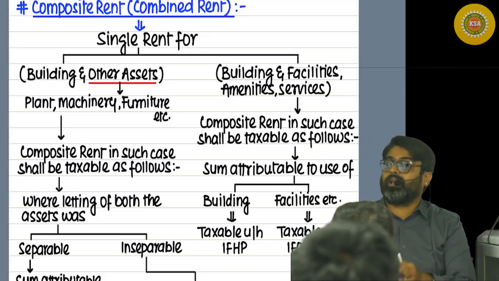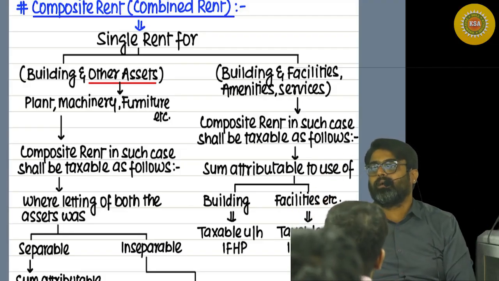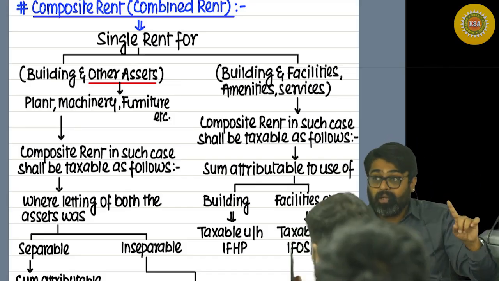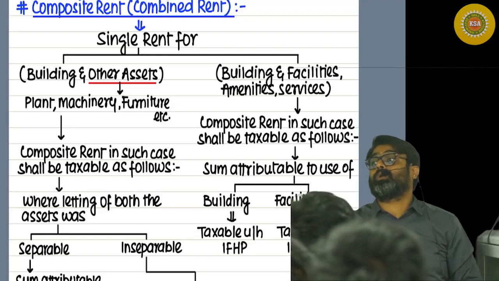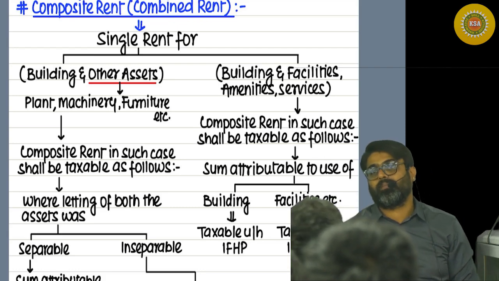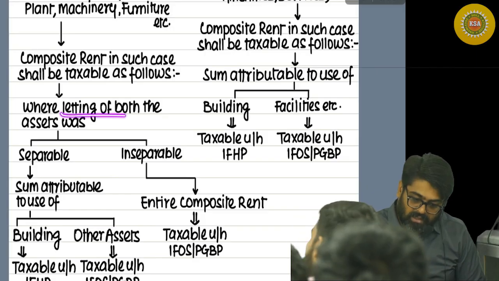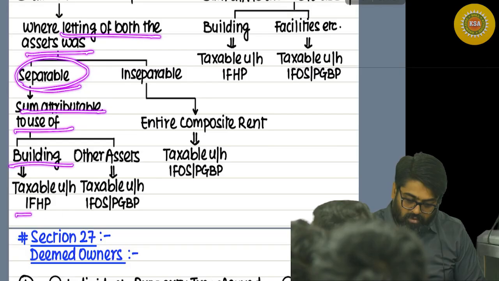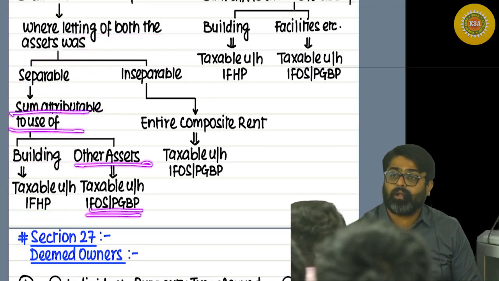So compulsorily, now I will have to separate the combined rent. The part of rent which relates to my building will be taxable under the head house property, and the part of the combined rent which relates to the other asset will be taxable under the head IFOS. Will you remember this? Combined rent for building and other asset, composite rent where the letting of both the assets was separable. The portion attributable to use of the building will be taxable under the head house property, and the portion attributable to use of the other asset will be taxable under the head IFOS.